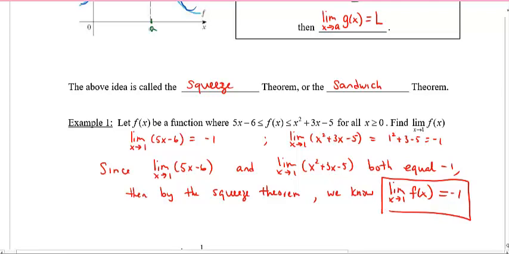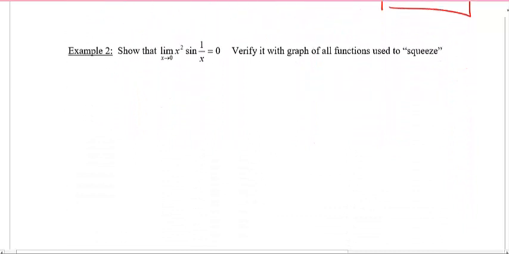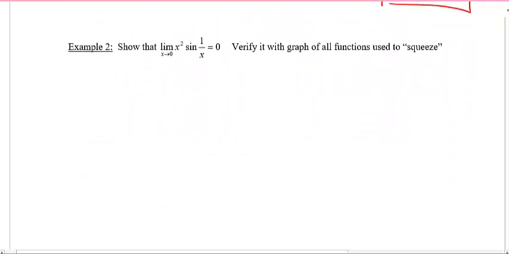I gave you the lower and upper functions. For number 2, though, I've asked you to show that the limit as x approaches 0 of the function x squared times sine of 1 over x equals 0. So I gave you the answer. Now you have to show it. And in this case, it's your job to come up with the lower and upper functions.